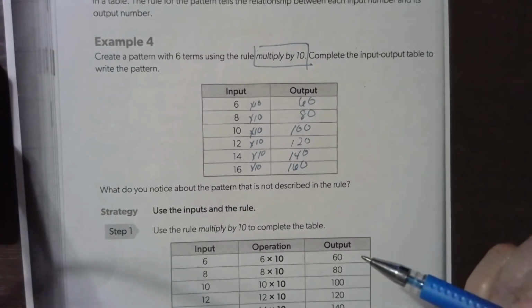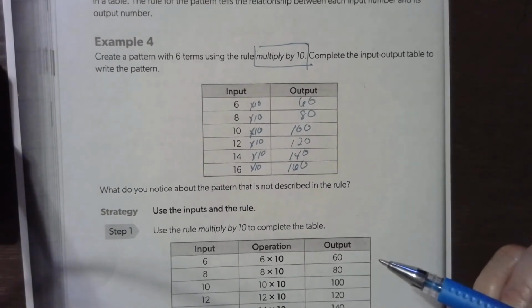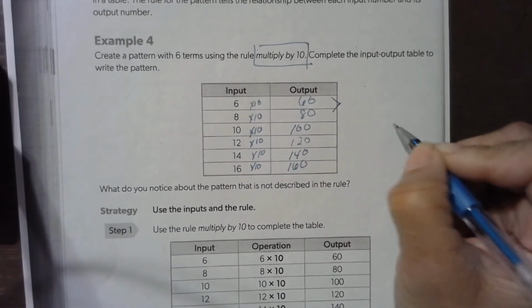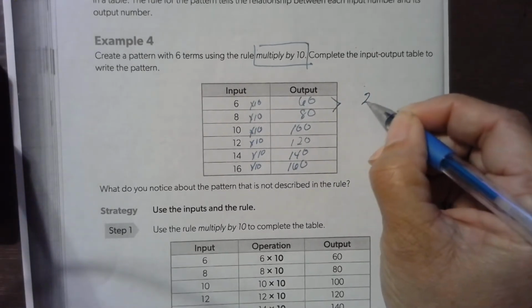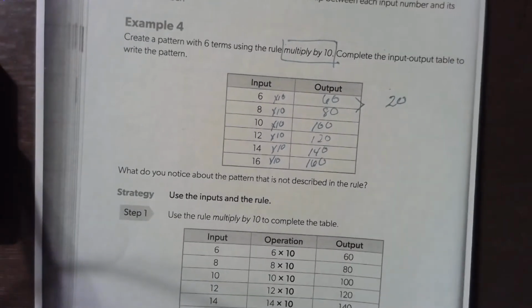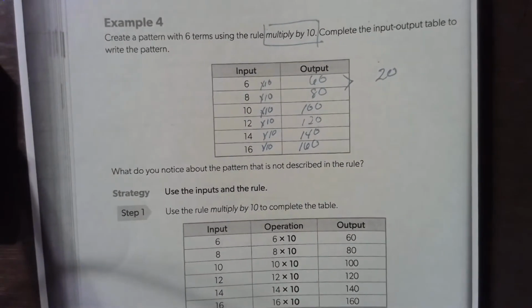Is there something else? We can almost see another pattern in this one. Each output is increasing by 20. So that's another pattern that we have. Each output is 20 more than the last one.